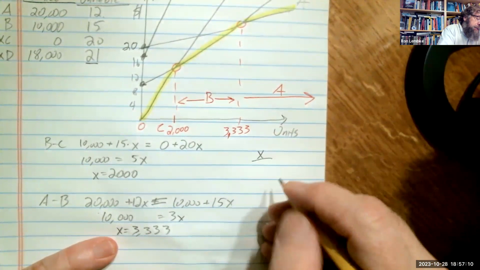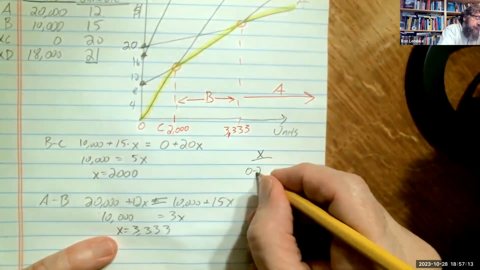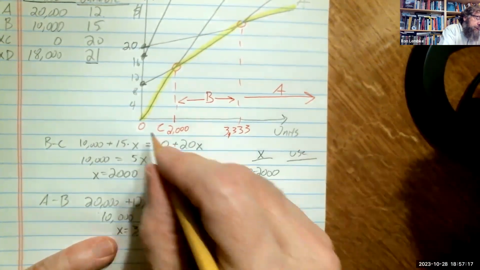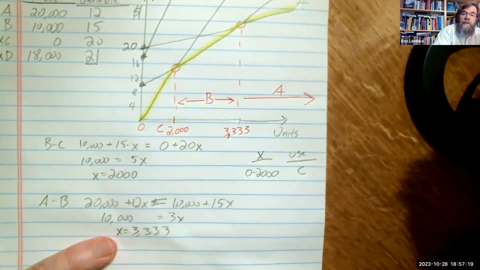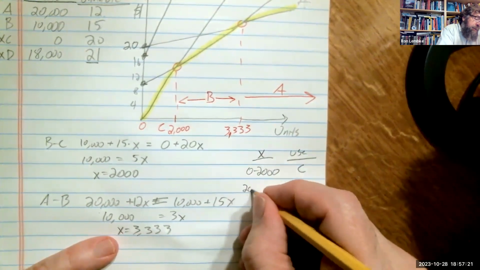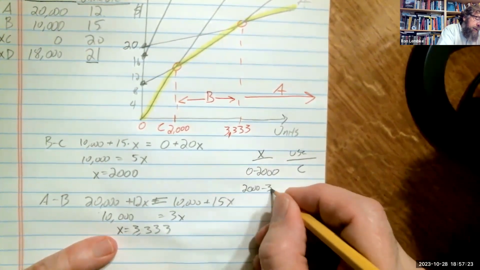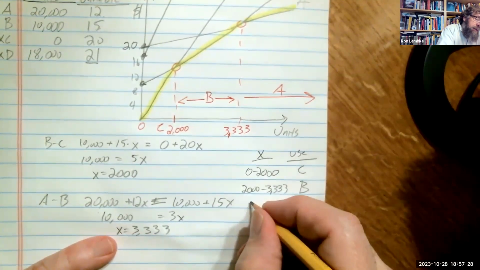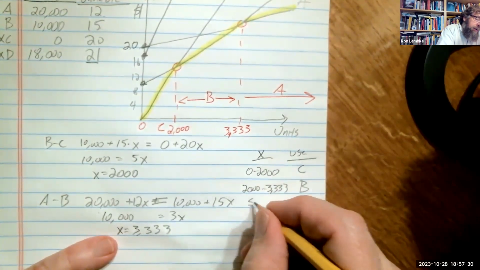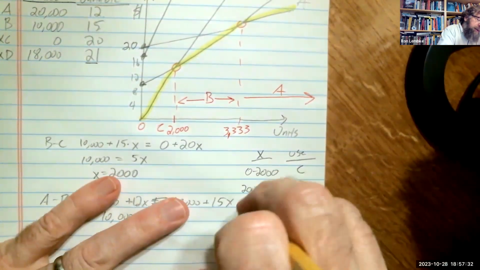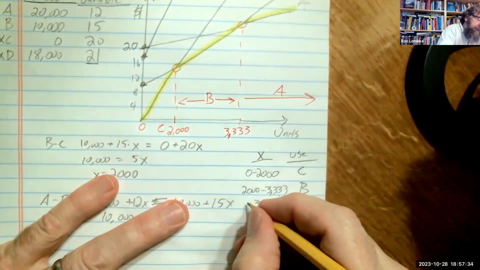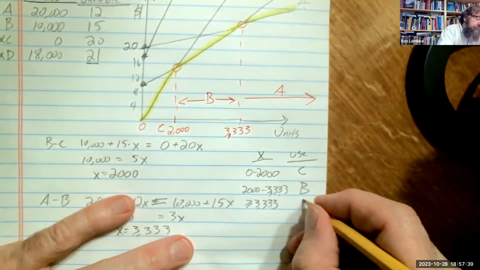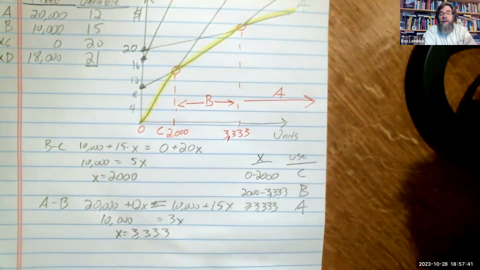So if X is between 0 and 2,000, what option should I use? Well, 0 to 2,000, I should use option C. If the amount I need is between 2,000 and 3,333, I should use option B. And then if I need greater than or equal to 3,333, I should use option A.